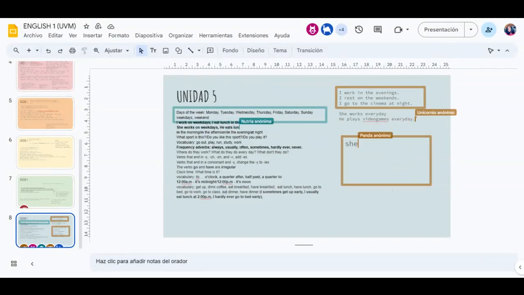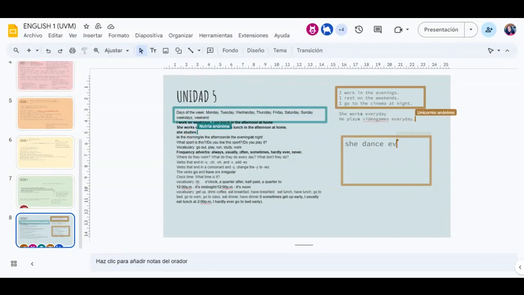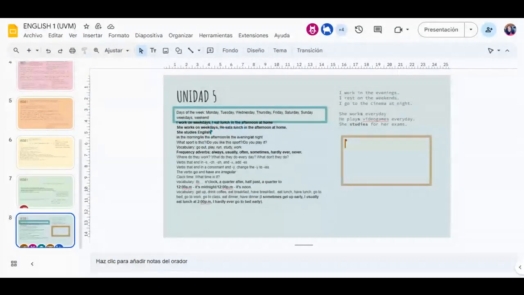Okay, every day. But we have some rules because you also saw changes. For example, for verbs such as study, how do we write a sentence with study for she or for he? She works on weekends, on weekdays. He eats lunch in the afternoon at home. Thank you very much. She studies English. Thank you. And you have to remember that rule, okay? When the verb ends in Y, we change that Y for an I, okay? She studies for the exams. Thank you. He makes cookies.